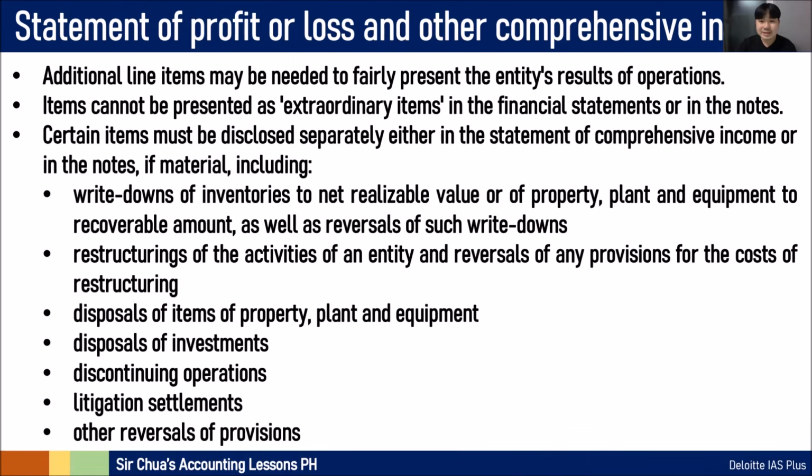And then additional items may be needed if you want a more fair representation. And then items cannot be presented as extraordinary items. So wala na po dapat yung term na yan in your financial statements or in the notes. And certain items must be disclosed separately in the statement of comprehensive income or in the notes if material, including the following. So depende po kung paano nyo siya i-disclose, either in the face of the statement of comprehensive income or just disclose it in the notes.